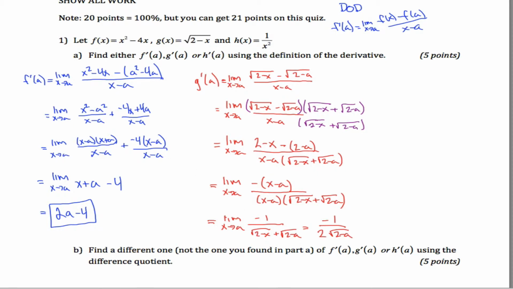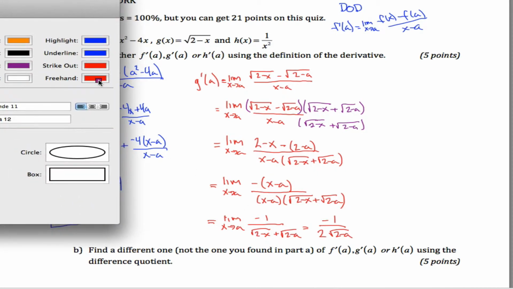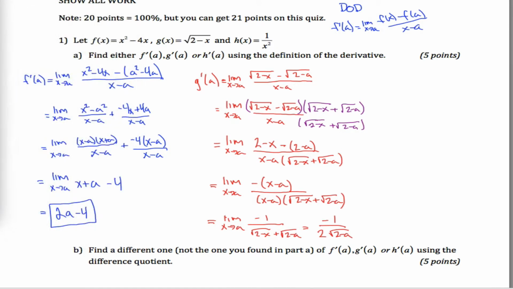Okay, and then finally the last one. H prime of a. H of x is 1 over x squared, so if I'm going to use the definition of the derivative, I get the limit as x approaches a of 1 over x squared minus 1 over a squared, divided by x minus a. I got fractions inside fractions. The trick there is to make this a single fraction and then multiply by the reciprocal.